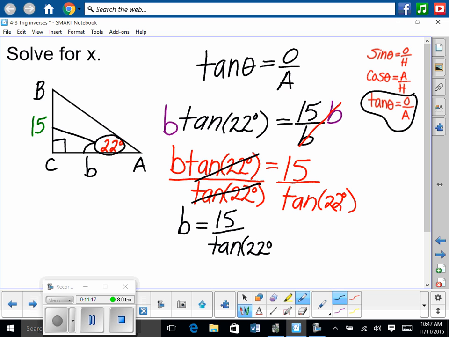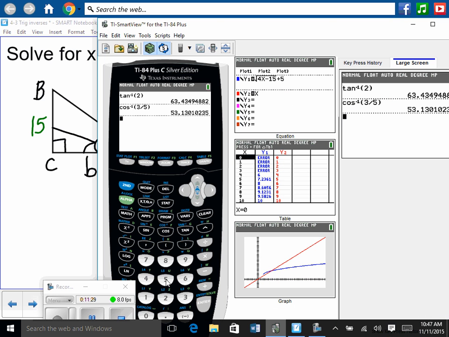And can't we just type it into our calculator? Yes. Okay, so get your calculator. Now this was not the inverse tangent, it was tangent. So you get your calculator: 15 divided by tangent of 22. So you type it in. 15 divided by tangent of 22. Close your parentheses. Does everybody see that I'm just typing it in? And our side length is 37.1. We'll round to 1 decimal place today. 37.1. Everybody good with that?